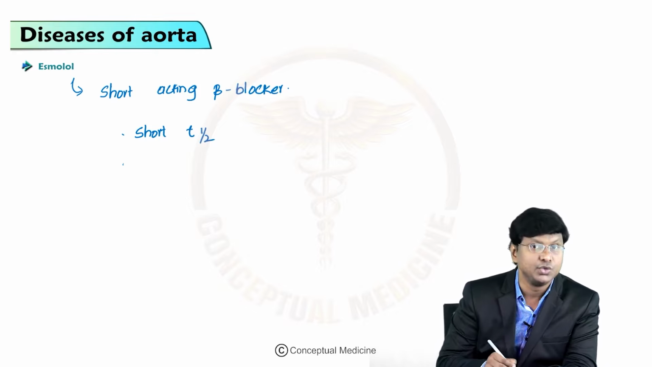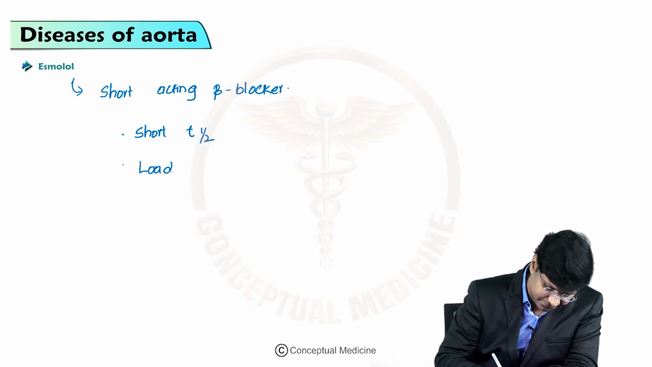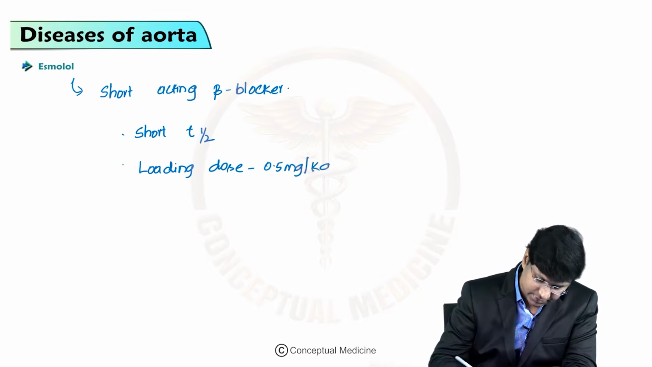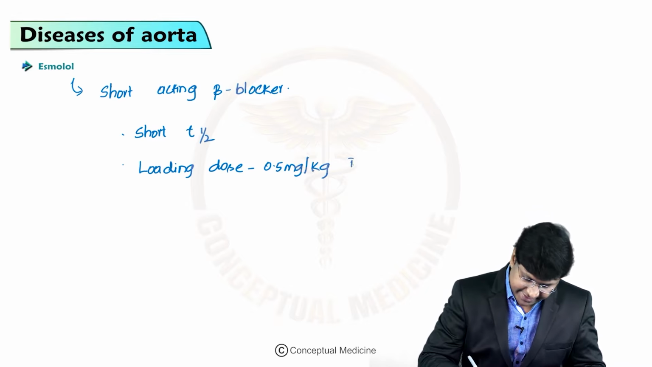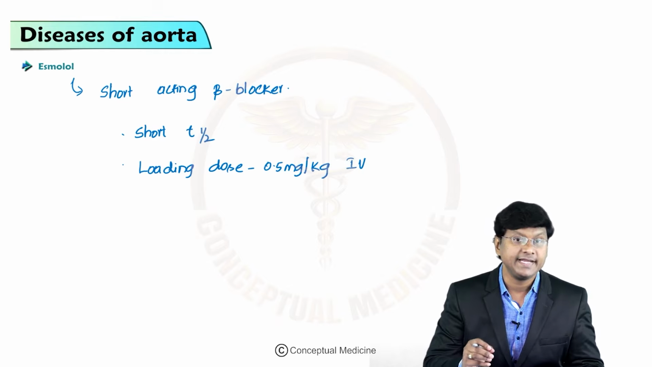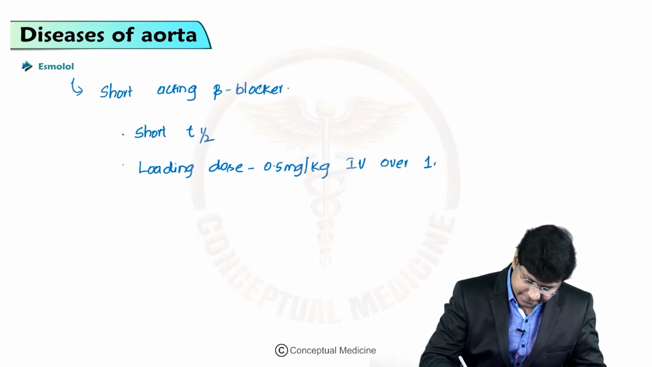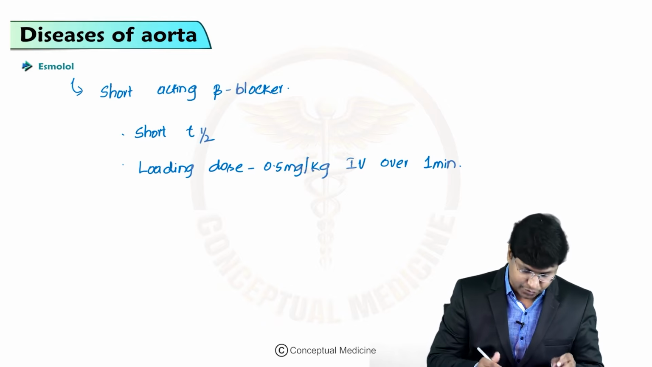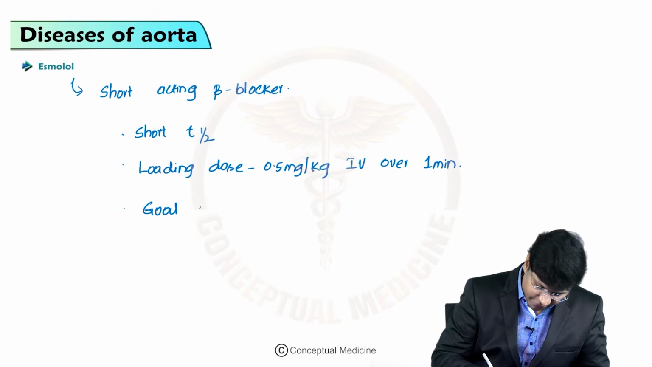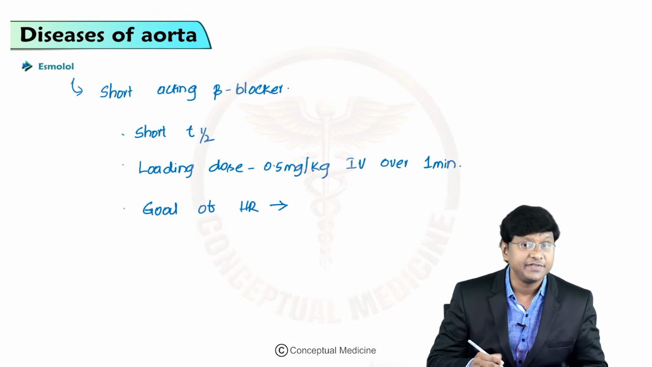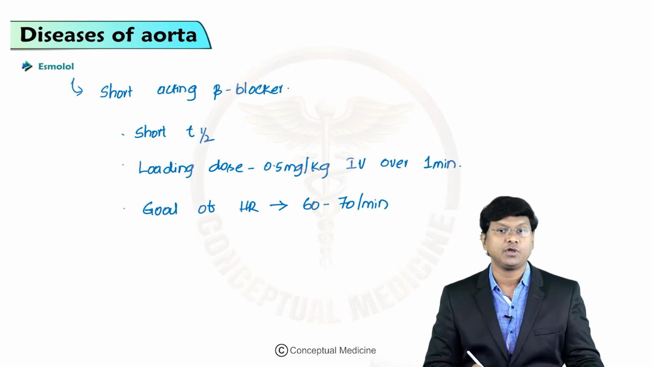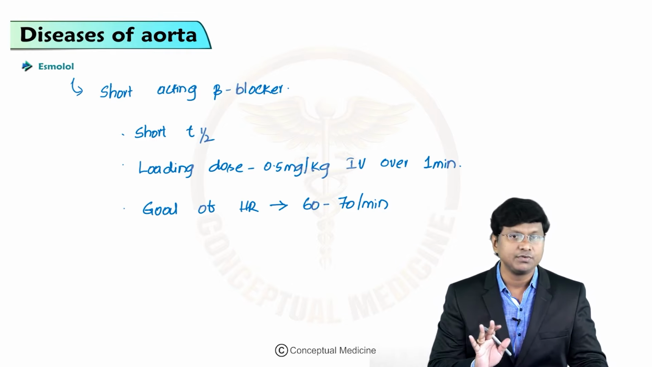And what should be the loading dose? The loading dose of this particular esmolol is 0.5 milligram per kg, which should be given intravenously over 1 minute. Okay, so that is about the dosage of the esmolol. And you need to titrate the infusion with a goal of heart rate of around 60 to 70 beats per minute. So this is about the esmolol.